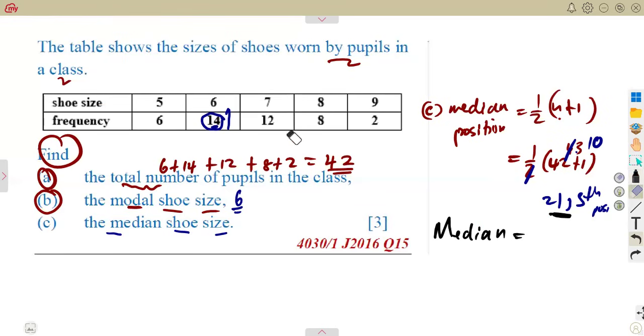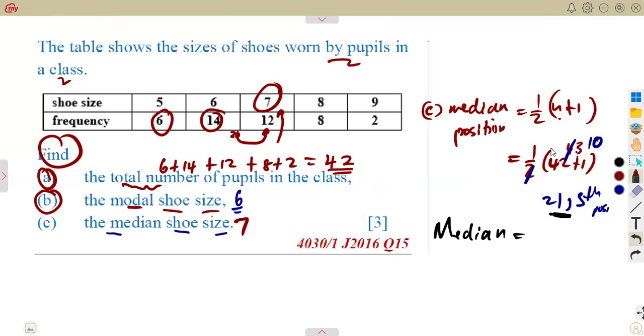So we're supposed to add until we get 21.5. 6 plus 14, that is 20. We are still below that. We are at 20 now. 20 plus 12 is what? That is 32. 32, we have already exceeded the 21.5. So it is going to occur in this region, which is the shoe size 7.